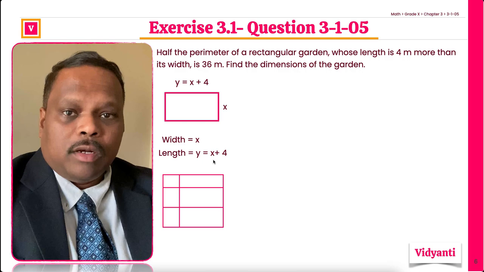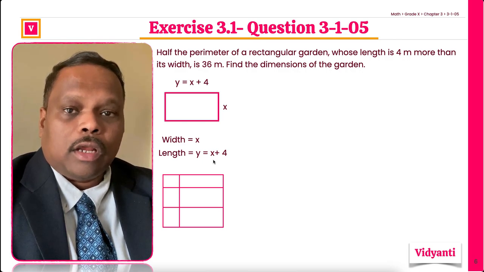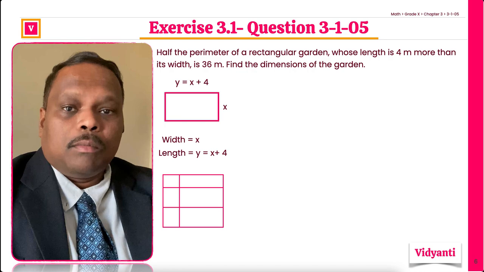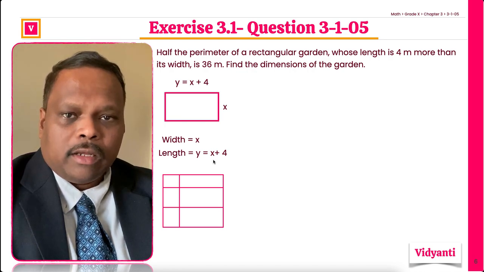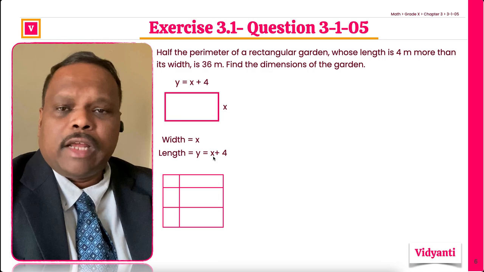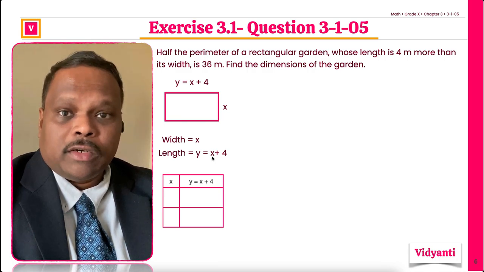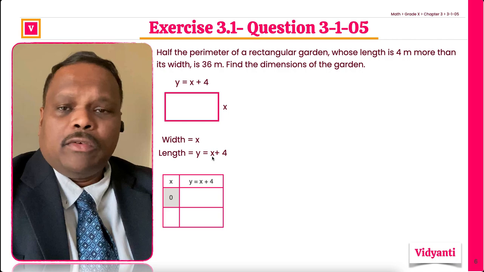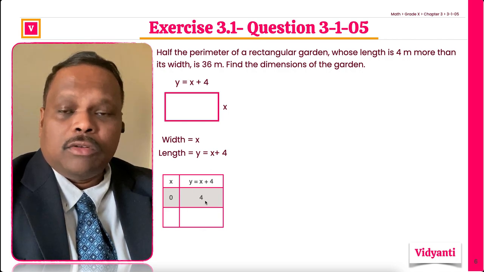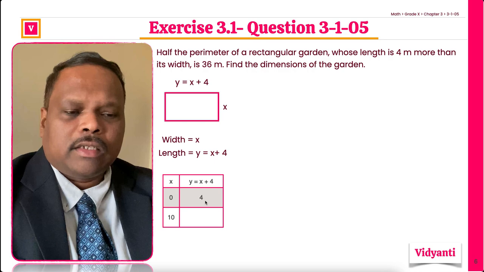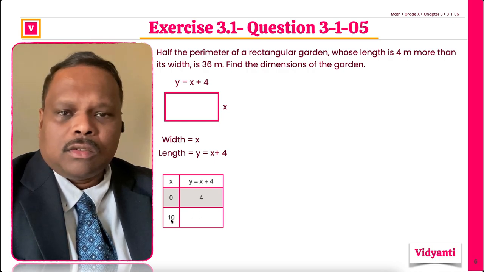Let's make a table of a couple of points. We need a minimum of 2 points to accurately plot a straight line. If you have 3, that will be even better. This is a simplified equation, so I'm going to create a table of x and y coordinates. You can give different values of x. I prefer 0, then you'll get 4. And then let's assume that we have taken 10. Now you can give 1 also.